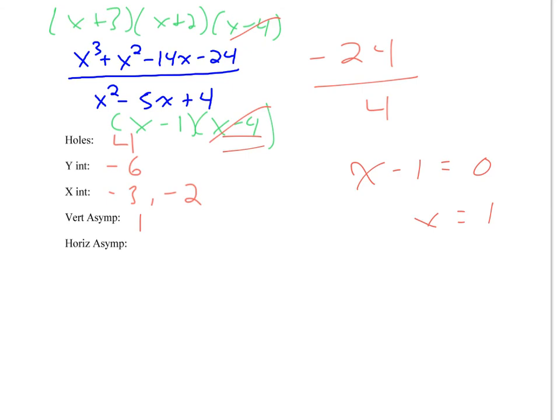And now let's find out my horizontal asymptotes. The degree of the top, we see we have an x to the third, so the degree is 3. The degree of the bottom, I have an x squared, so it is 2. Notice that the degree of the top is 1 more than the degree of the bottom, so I don't have a horizontal asymptote, I'm going to have a slant asymptote.